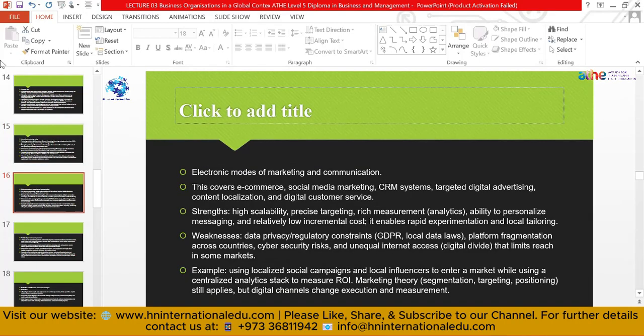Yes, ma'am, no problem. The good points are scalability, precise targeting, rich measurement analytics, ability to personalize messaging, and relatively low incremental cost. That is the starting cost when you intervene in a new market. It enables rapid experimentation and local tailoring as well.